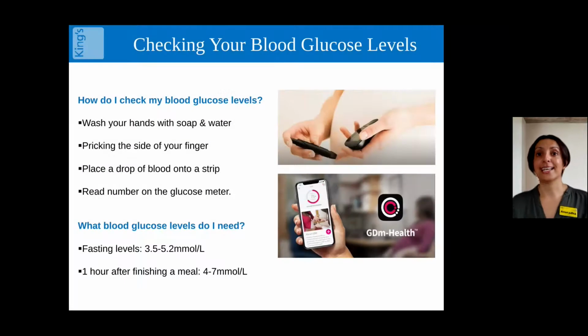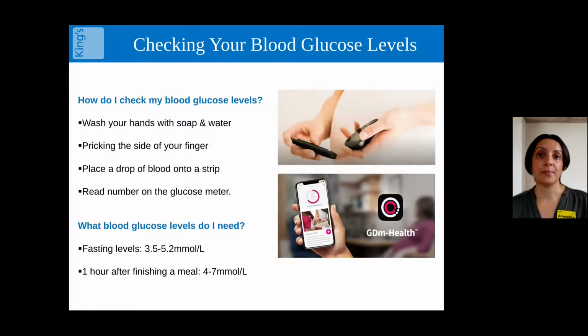So in terms of finger prick testing, hopefully you've been able to start doing these and are getting into a routine of completing these each day. We ask you to complete 4 finger prick tests each day. So that will be once before breakfast on an empty stomach. And those readings should be between 3.5 and 5.2.